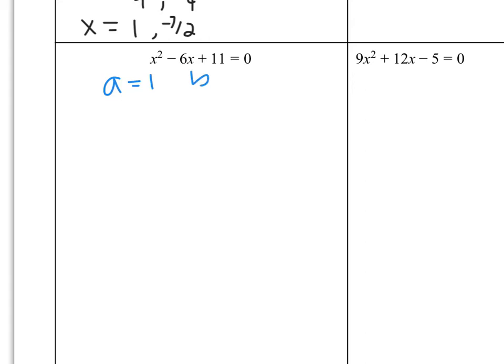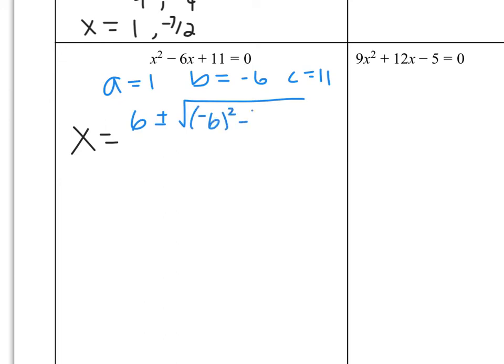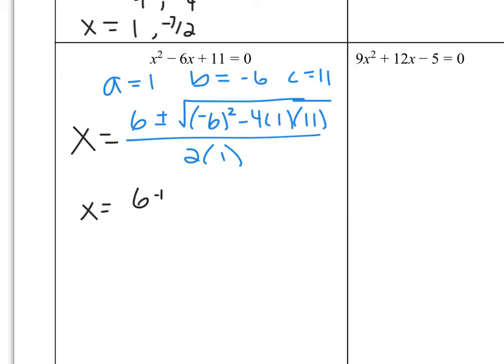A is 1, B is -6, C is 11. So sing your song. X equals opposite B, so 6, plus or minus the square root of B squared minus 4AC, all over 2A. All right, let's clean it up. 6 plus or minus the square root of something over 2 times 1, which is 2. And then we're going to type all of this into the calculator, making sure to use parentheses.